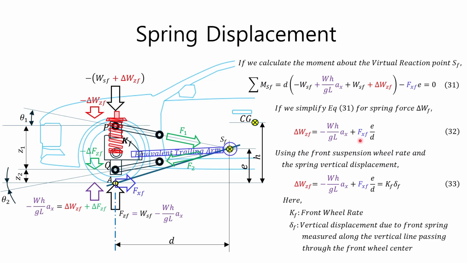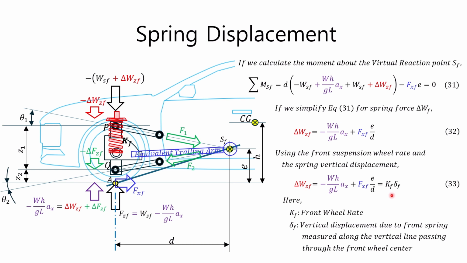Meanwhile, the force acting perpendicularly to the front wheel center, delta WZF, can be expressed as equation 33 using the front suspension wheel rate and the spring vertical displacement relative to the front wheel center. The vertical displacement of the spring relative to the wheel center refers to the displacement of the front spring measured vertically from the wheel center rather than along the actual spring axis. In equation 33, Kf represents the front wheel rate and delta F represents the displacement of the front spring measured along the vertical line passing through the front wheel center.